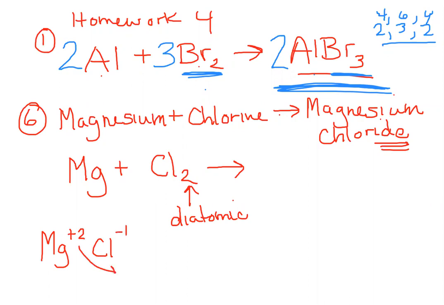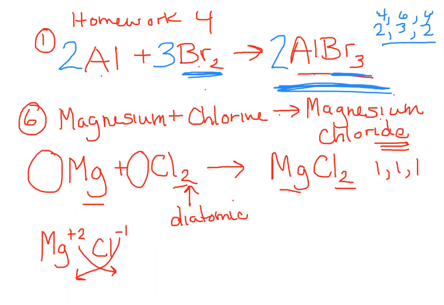-1. So we're going to switch those, and it becomes magnesium chloride. Okay, now we've got to balance it. We have 2 chlorine here, 2 chlorine here, 1 magnesium, 1 magnesium. It's all balanced. We don't have to do anything, and our coefficients are 1, 1, 1, because we didn't put anything out in front of there.